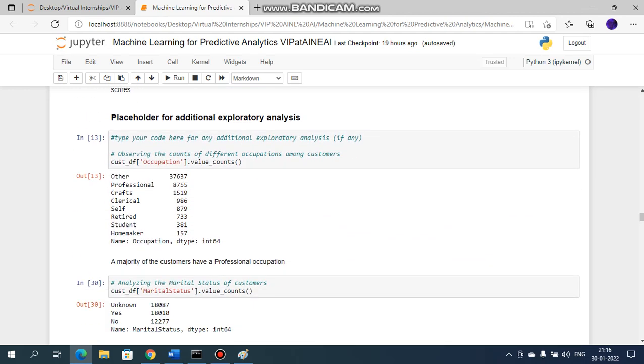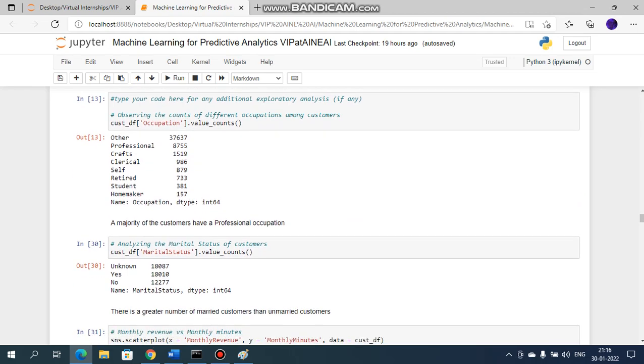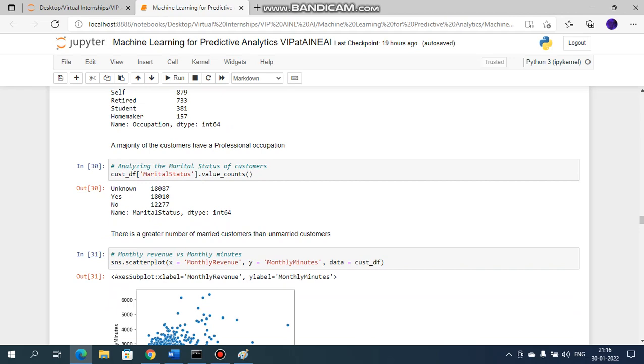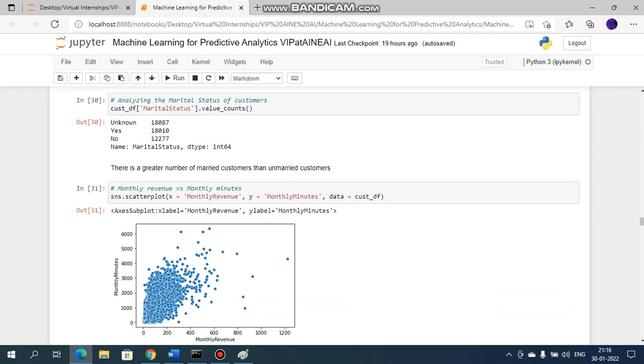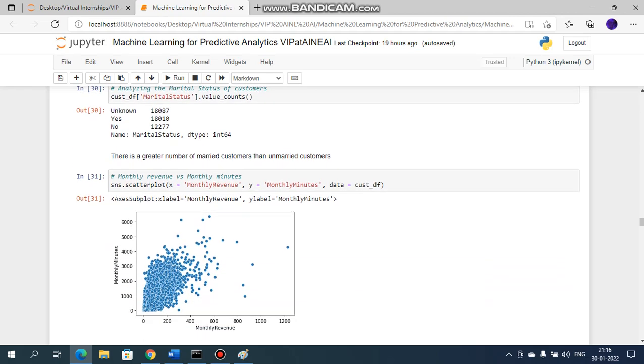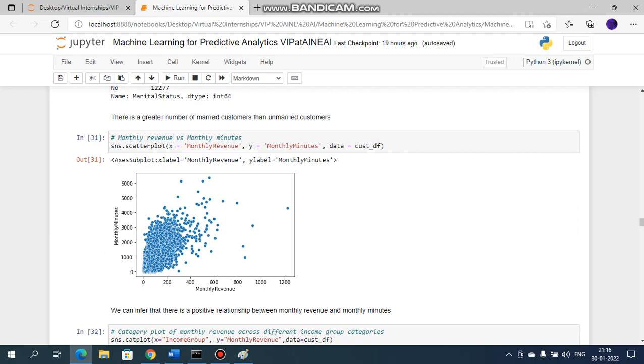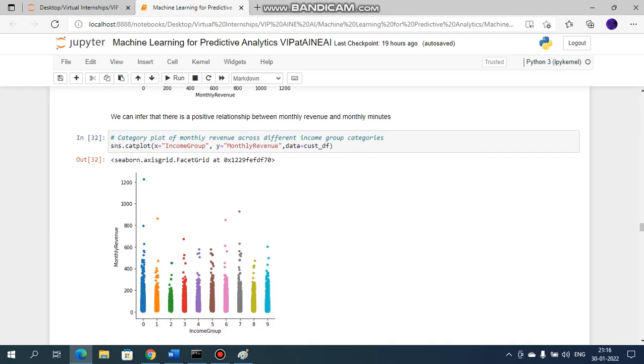Now we move on to some additional EDA. We find that a majority of the customers have a professional occupation. We also find that there are a greater number of married customers. We also find that from plotting monthly revenue versus monthly minutes, that there's a positive relationship between the two. Using a category plot, we found that the monthly revenue is fairly evenly spread out among the different income groups.